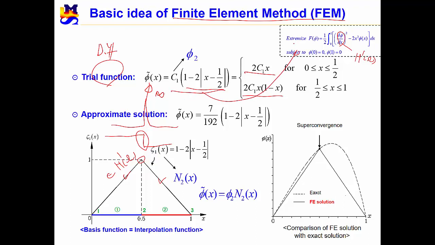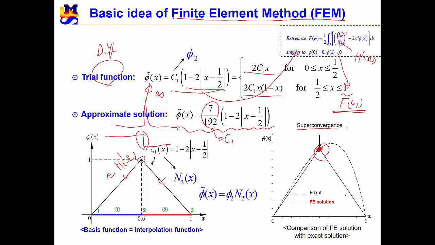Substituting this trial function into this functional, we obtain a one-dimensional quadratic function of C1. The necessary condition gives us C1 equals 7/192. This figure compares the approximation with the exact solution. And you can find that the approximate solution at the middle point is exact. It's very interesting. This phenomenon is called superconvergence. Enjoy superconvergence.